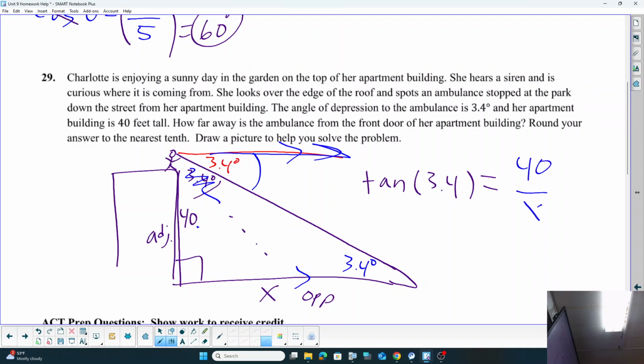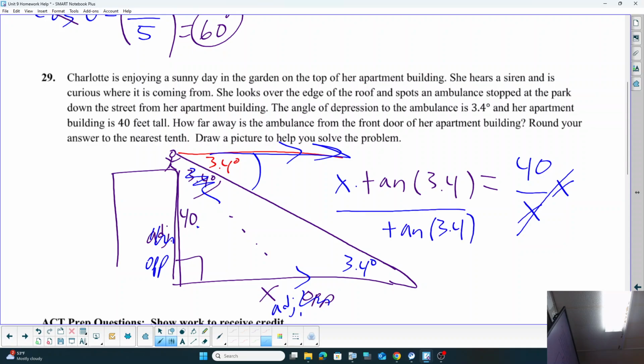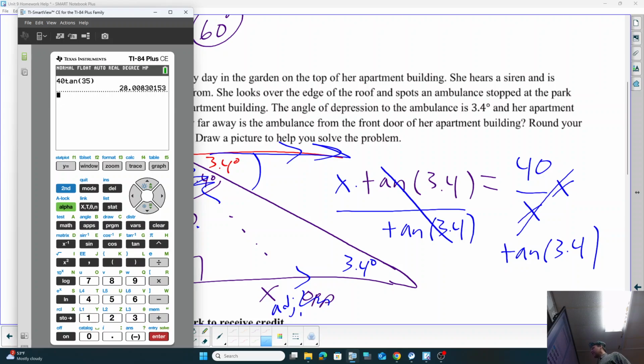So 40 over x is opposite. So that's wrong. Opposite over adjacent. There we go. So then we have to multiply x over to this side. And then divide by tangent 3.4. 3.4 is still a really small number, but whatever. So then we divide that over to this side, and I think that gives us our correct answer according to what we really want for angle of depression, I guess. And so that's 40 divided by tangent 3.4, which is 673 feet away.